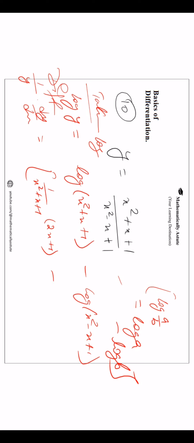Okay, now the differentiation for log is what? 1 by, similarly in the same fashion, x square minus x plus 1. After that we have 2x minus 1. So now simply dy by dx multiplied by y. Don't forget to write the value of y at the end, okay? Otherwise your marks will be cut. So 2x plus 1 over x square plus x plus 1 minus 2x minus 1 over x square minus x plus 1. One can simplify it further, otherwise this is more than enough for the answer.